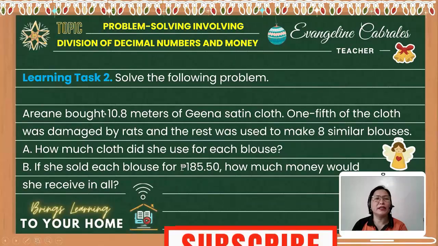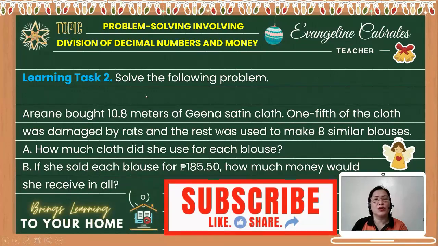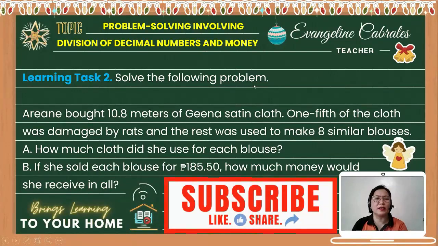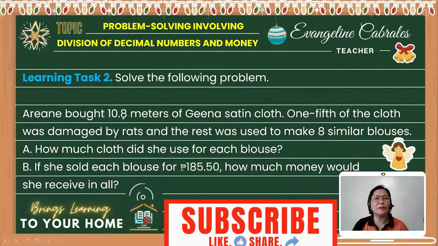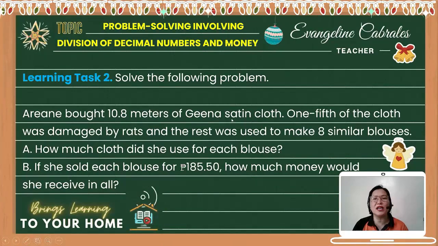How about learning task 2? Solve the following problem and follow the direction. So, let us have the problem. Aryan bought 10.8 meters of Gina satin cloth. 1/5 of the cloth was damaged by rats and the rest was used to make 8 similar blouses.